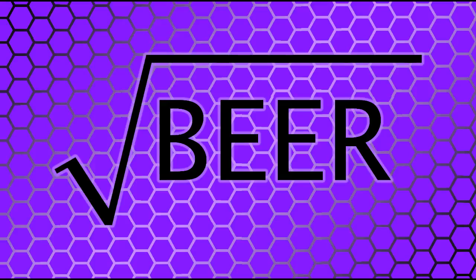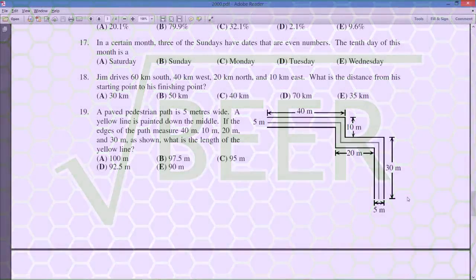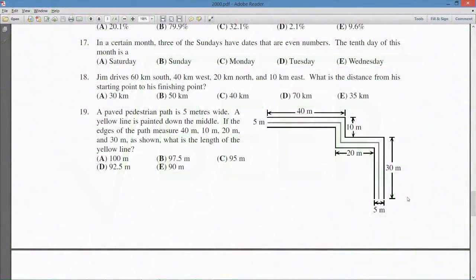Hello everybody and welcome back to the 2000 grade 8 Gauss paper. We're on to question number 18, which is about a fellow named Jim.